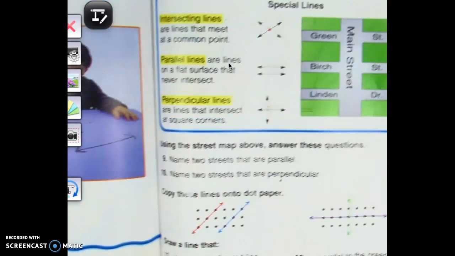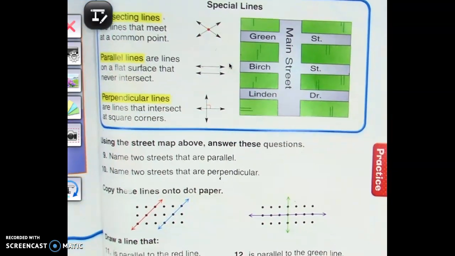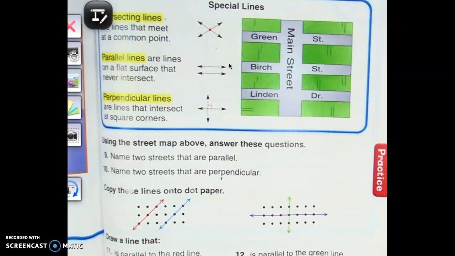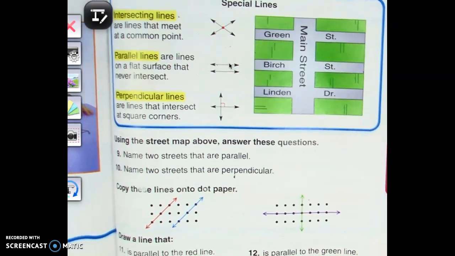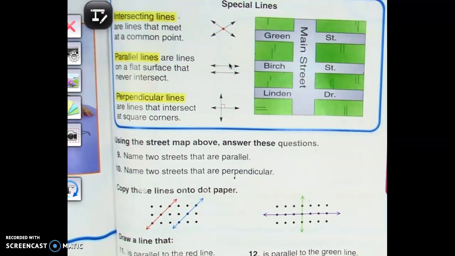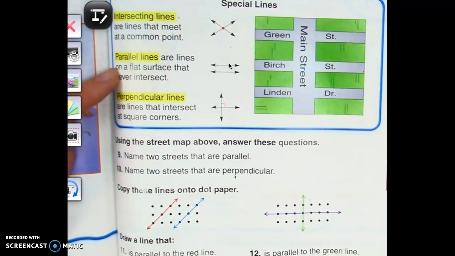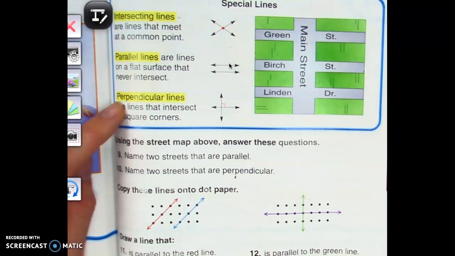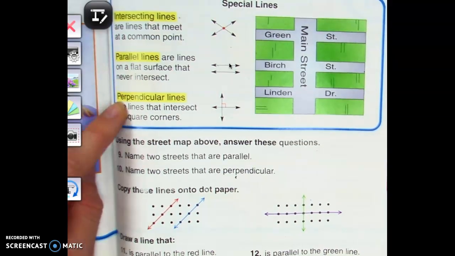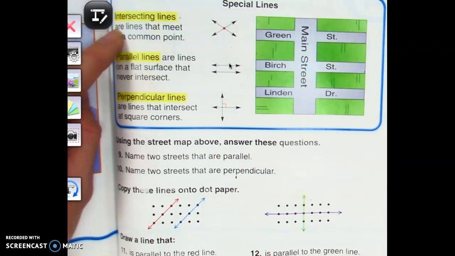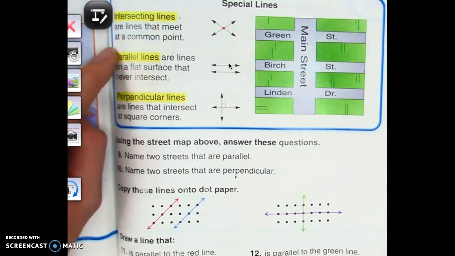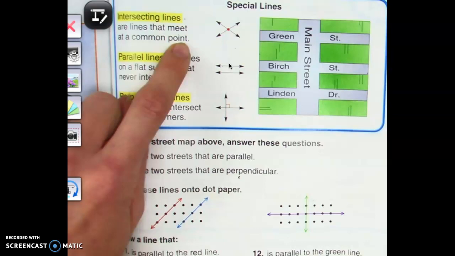All right, so hopefully you paused the video and you completed 1 through 8. Now we're going to go over some more language of the discipline words. They're special lines: intersecting lines, parallel lines, and perpendicular lines. So they show you a picture here. It says intersecting lines are lines that meet at a common point.